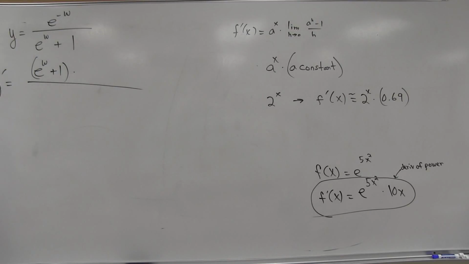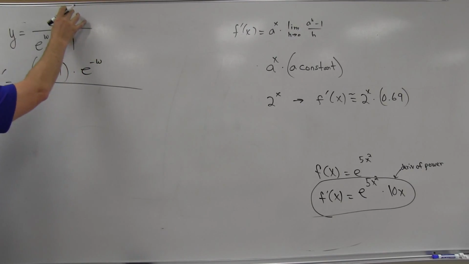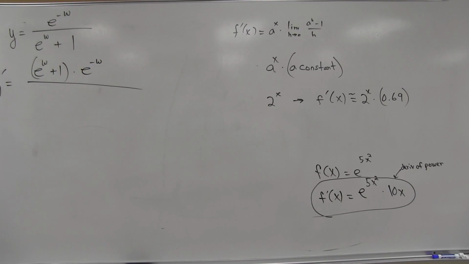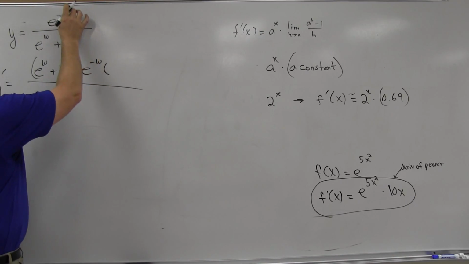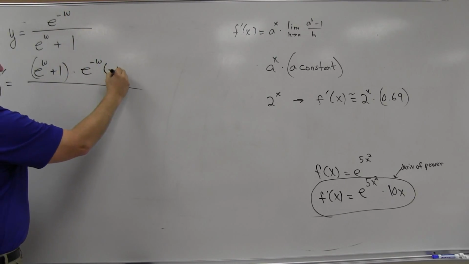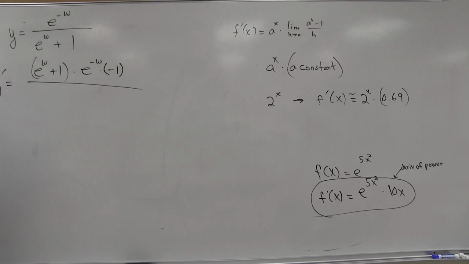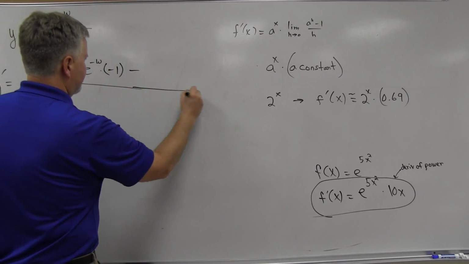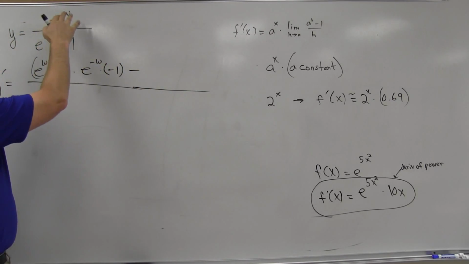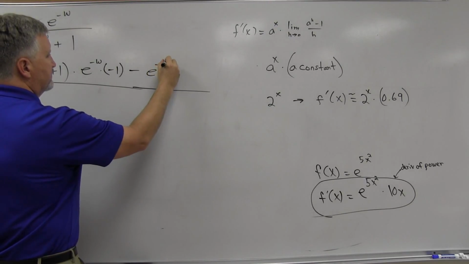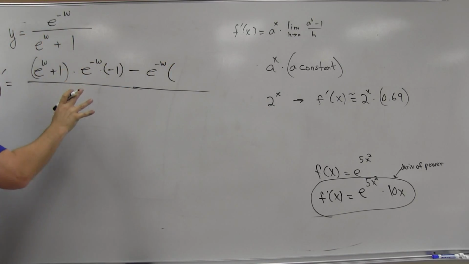E to the minus w, well, the derivative is itself. But since the top is not just w, I also have to do the derivative of the power. So what would be the derivative of the power? Negative 1. So it's e to the w plus 1 times e to the minus w times negative 1. Switch those up. So that's low d high minus high, e to the minus w times the low, okay?